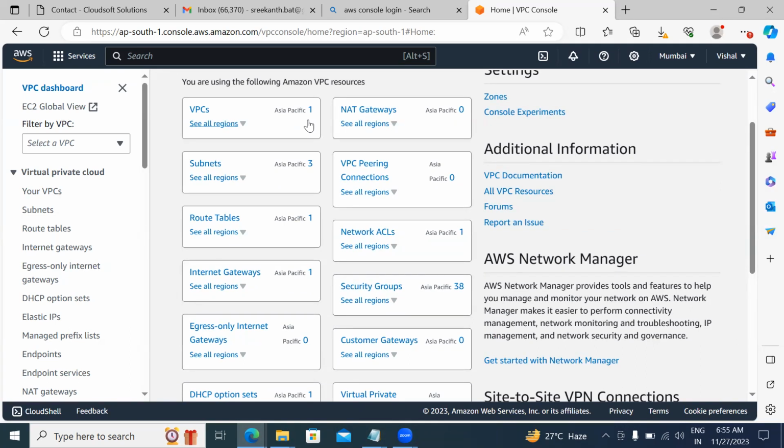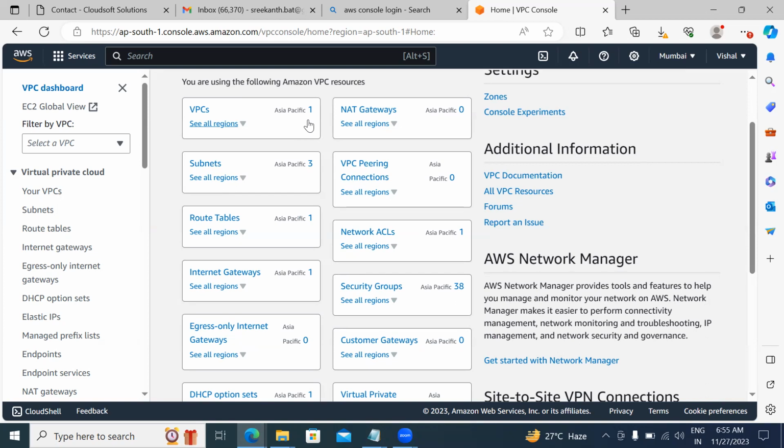What is the meaning of 3 subnets? One is public and one is private? No. In the default VPC, in each and every zone, we get one default subnet, and that subnet is public itself. All the 3 subnets here are public itself, in the default VPC.